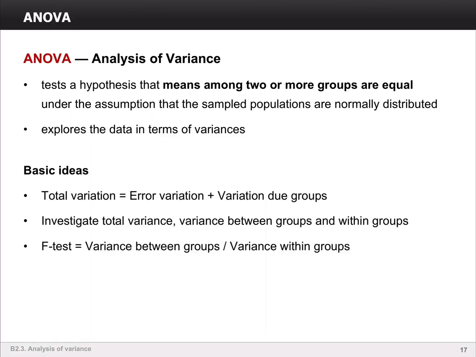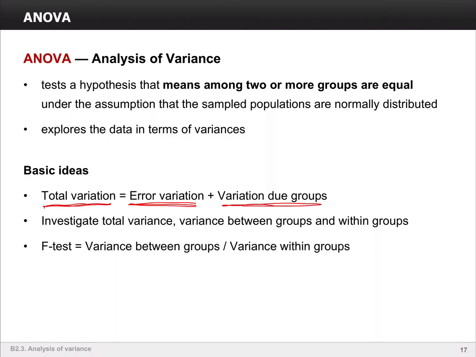Okay, and the idea is as follows. First of all, we have this total variation of our values, right? And we think that this variation has two terms. The first is the variation because you have the groups, and the second is just random variation. So you can think that you have a systematic variation source and a random variation source, and both sources sum up to the total variation. Then the idea is to split the total variation into error and systematic somehow.